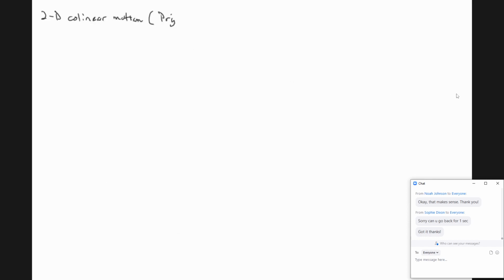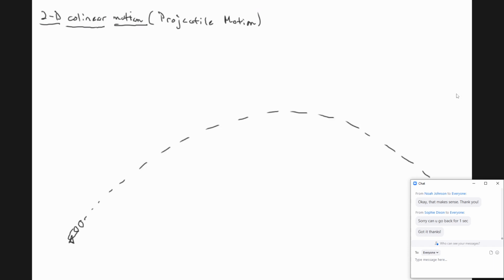So 2D collinear motion, otherwise known as projectile motion. These are the types of problems where an object is shot or thrown in some 2D direction. We'll use a cannonball, though it could have been a football or whatever. It travels in a nice parabolic arc. Let's draw that properly so it fits on this page.